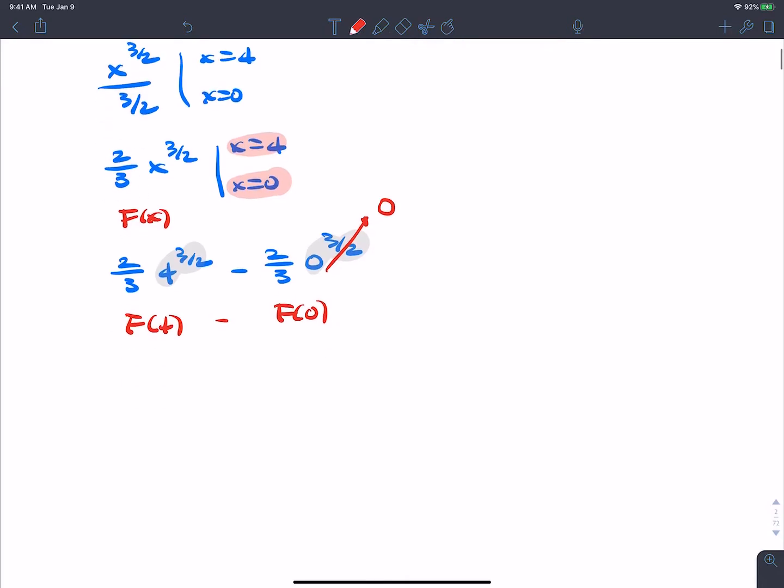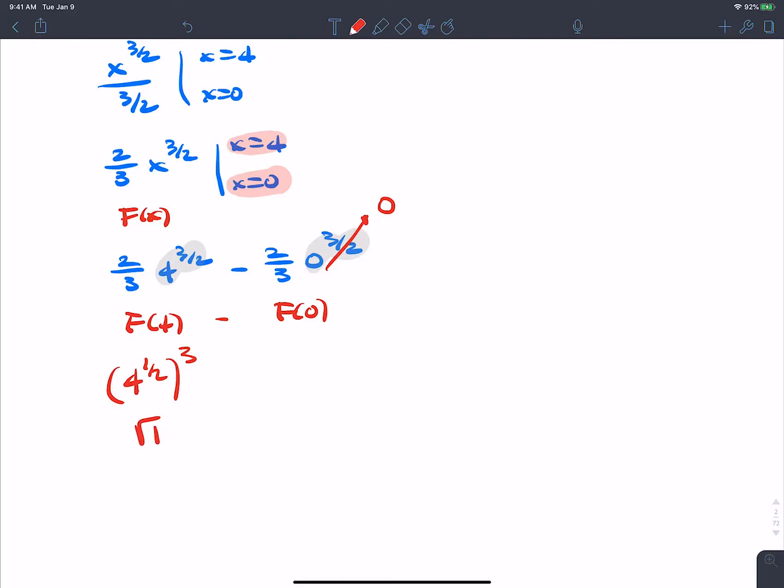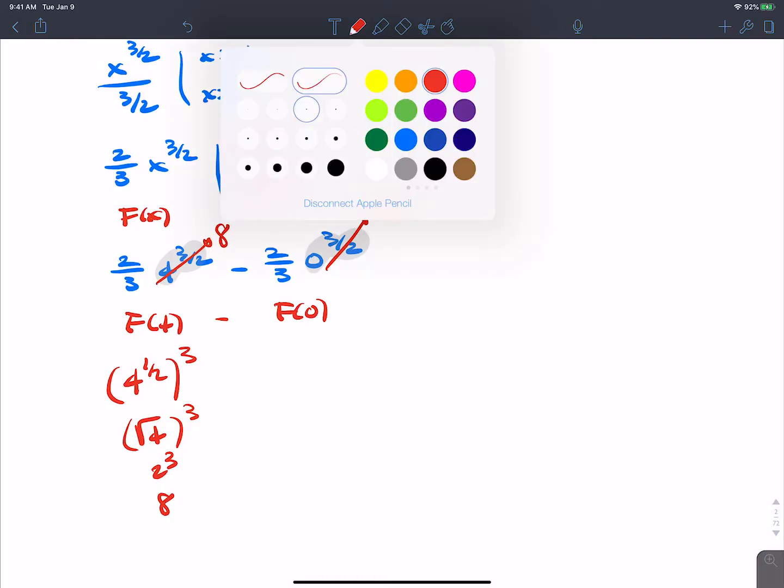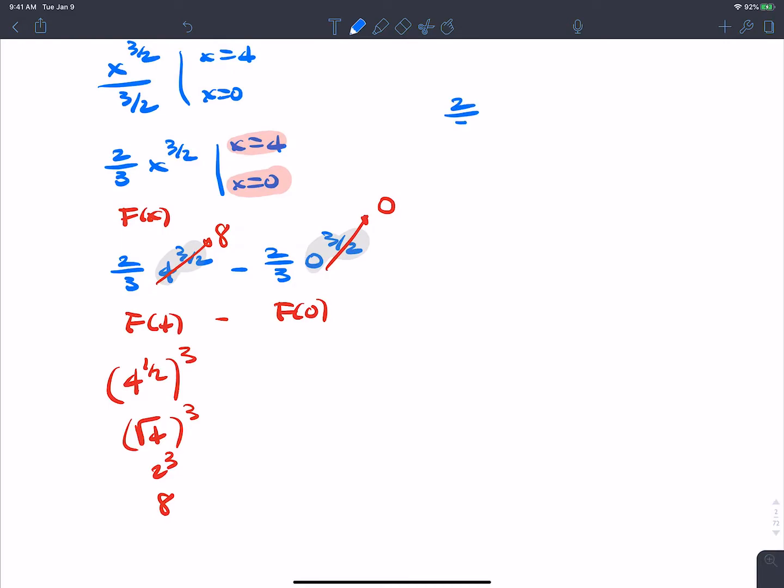Okay, let's put it down here so we know. 4 to the 3/2, this is 4 to the 1/2, cubed, square root of 4 cubed, is that right? 2 cubed, which is what? So this is 8. So altogether, we have 2/3 times 8 minus 0, or we have simply 16 what? Thirds.